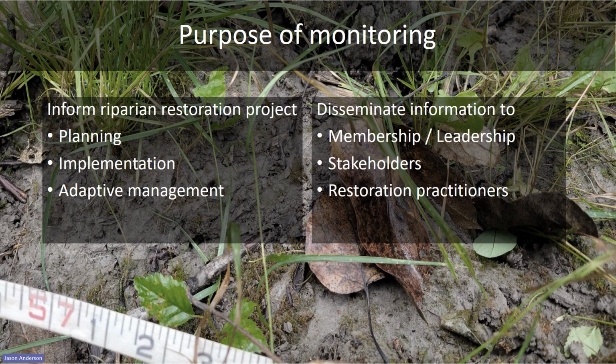So, as we know, monitoring is the process of collecting and analyzing information to track progress and to inform decision making. Results of monitoring are useful because they can inform riparian restoration project planning, implementation, and adaptive management. Results of monitoring are also useful because we use them to disseminate information to tribal members, leaders, as well as stakeholders, and this could be grant managers or private landowners on whose property we're working, as well as restoration practitioners like you all today.